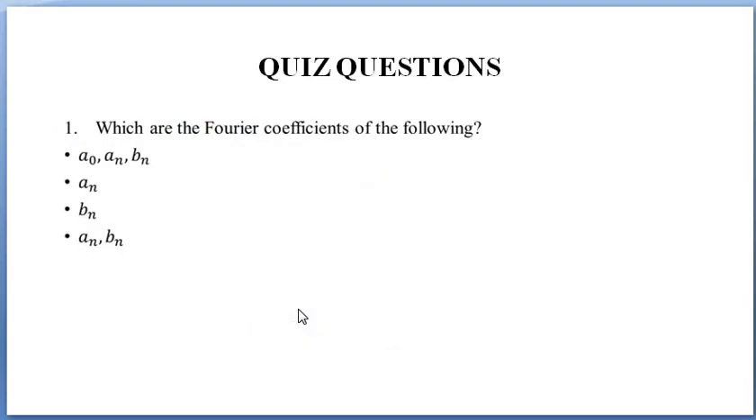A quiz question: which are the Fourier coefficients of the following? Here a naught, a n and b n are the trigonometric Fourier coefficients.